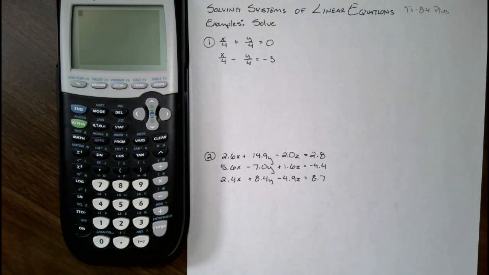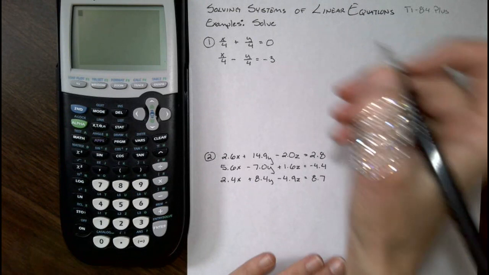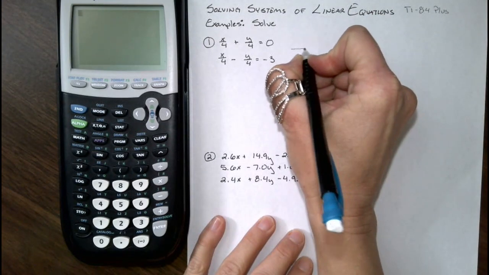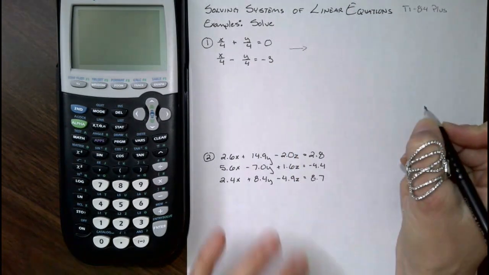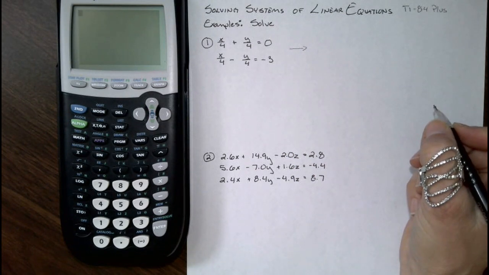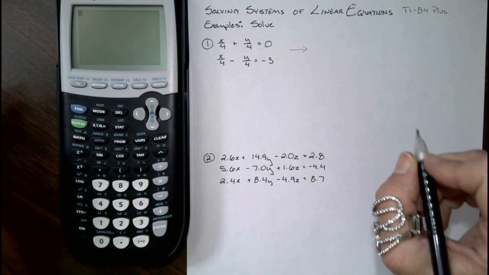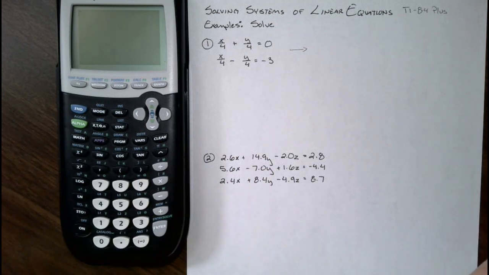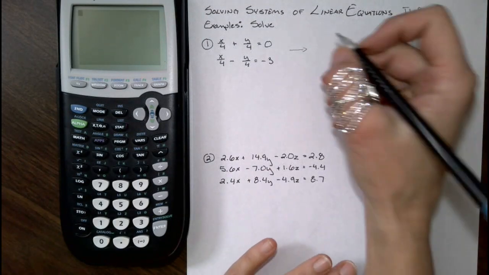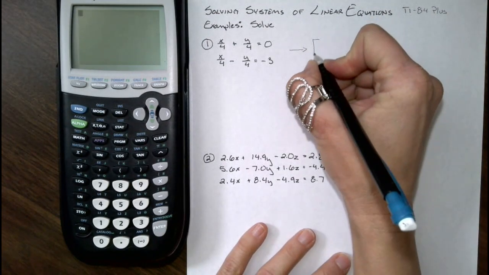x over 4 plus y over 4 is equal to 0, and x over 4 minus y over 4 is equal to negative 3. The first thing we'll have to do is write this as a matrix, particularly an augmented matrix. Now, our calculator won't distinguish between regular matrices and augmented matrices, so that won't really matter. But let's go ahead and write it as an augmented matrix.